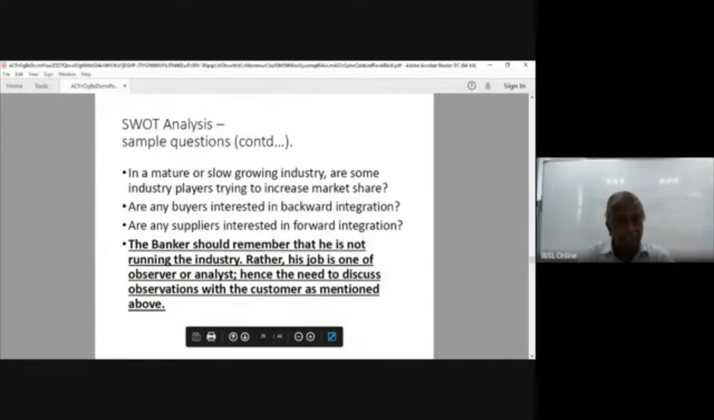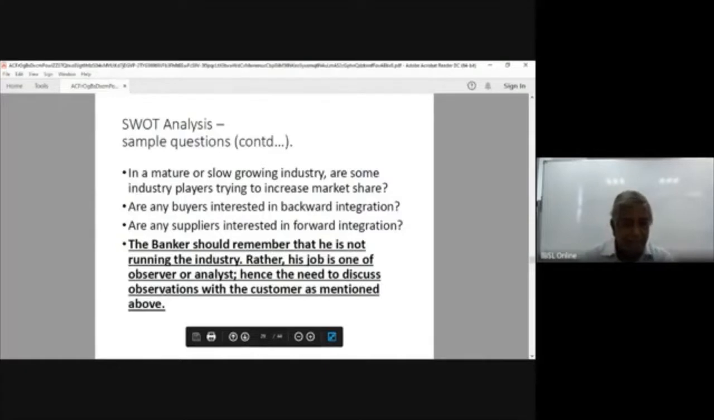The banker should remember that he is not running the industry. When you ask these questions and talk with the customer, you must remember you are not running the industry. Rather, your job is that of an observer or analyst. You are an analyst. Hence the need to discuss observations with the customer as mentioned above. So these are some guidelines for you too. You have to develop your questions.